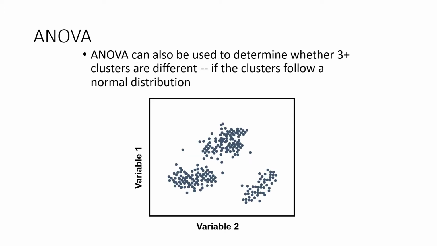So ANOVA tests can be used just like the t-test if you have 3 or more clusters. Here's some data, and we can see with our eyes that it looks like there are 3 distinct clusters. ANOVA could be used to determine if those 3 clusters are statistically different or whether it's just an illusion of your eyes.